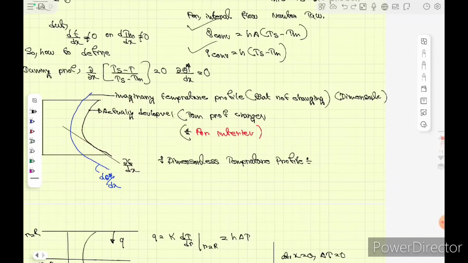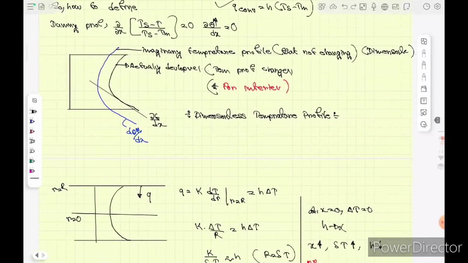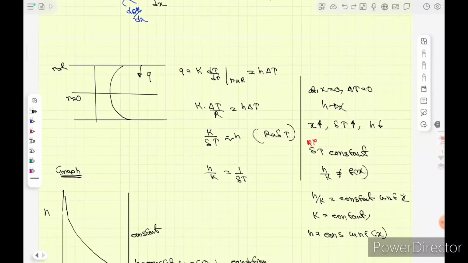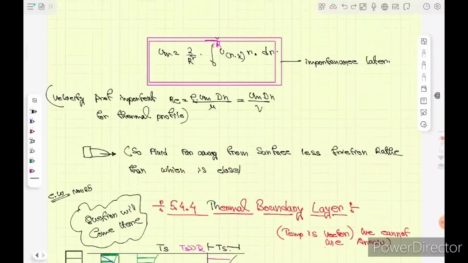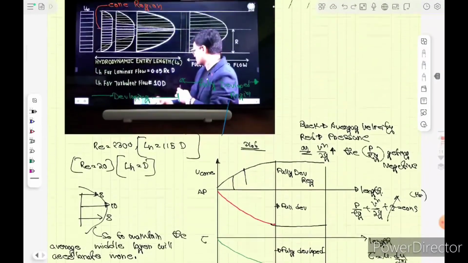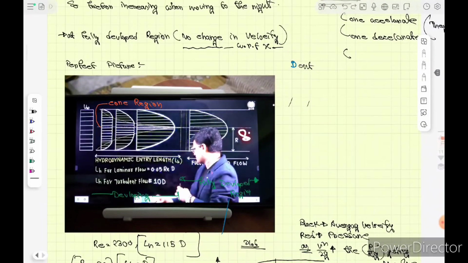Also you can see q equals k into dT by dr. At the surface, you can see it is h into delta T, equal to k dT by dr. Here dr is delta T, this is del r, also you can write it as rho.